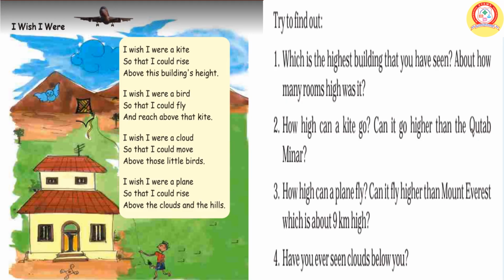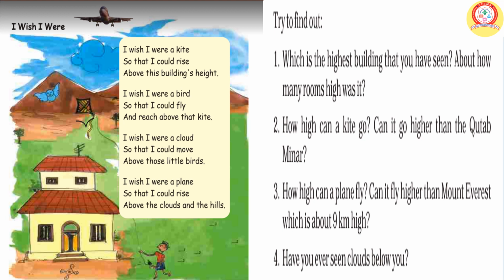Page number 22. Next activity. I wish I were a kite so that I could rise above this building's height. I wish I were a bird so that I could fly and reach above that kite. I wish I were a cloud so that I could move above those little birds. I wish I were a plane so that I could rise above the clouds and hills.